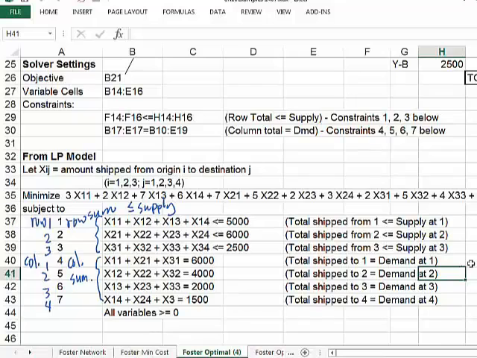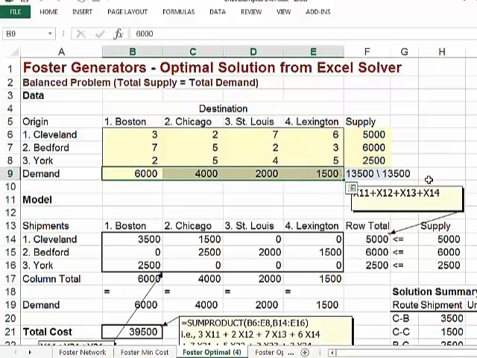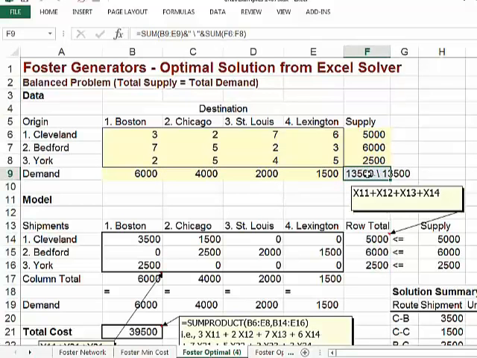So this one was called a balance problem because the total supply was equal to the total demand. Well, that was kind of lucky. It's kind of like a typical textbook problem. So if I add up the supply, I get 13,500. If I add up the demand, I also get 13,500. They just happen to be equal to each other, and I also kind of put it in here.